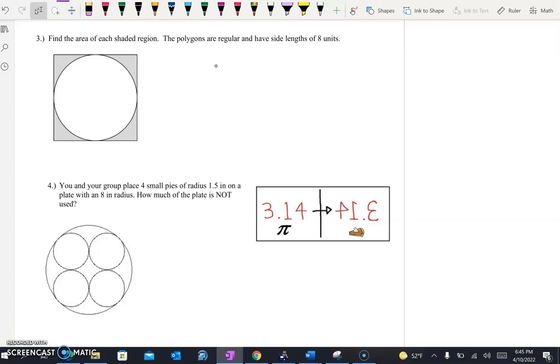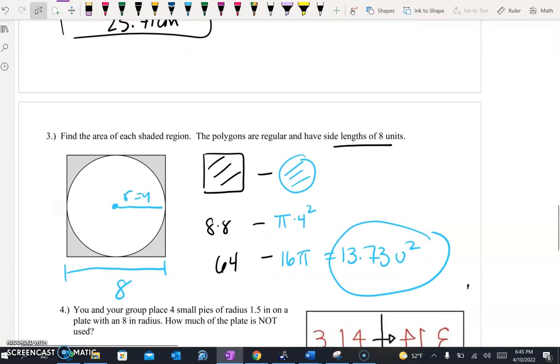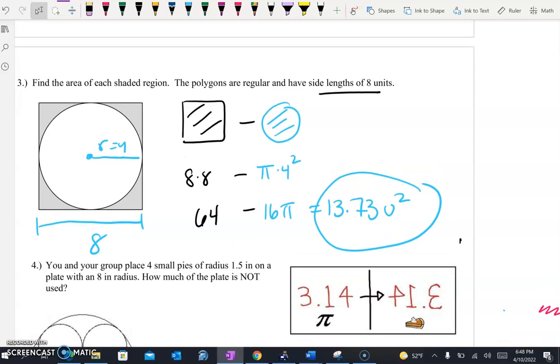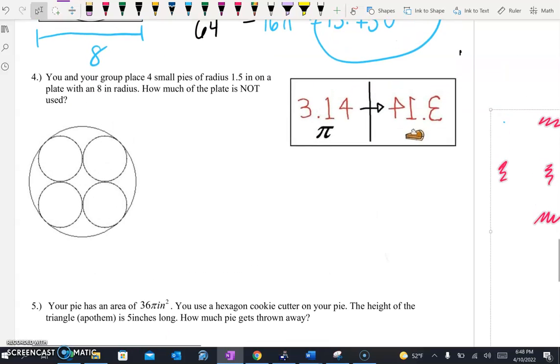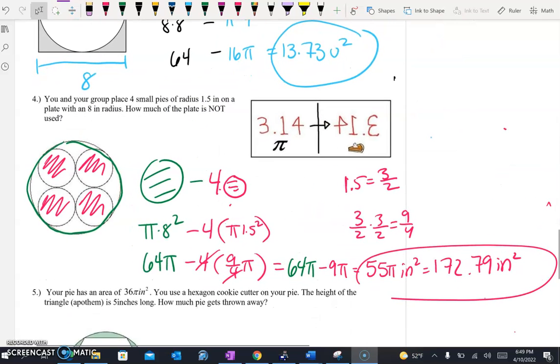Okay, so go ahead and pause the video and try out number 3. Okay, here is the worked out solution for number 3. Go ahead and double check. And then we're going to also move on to number 4, which is also a shaded area problem. Pause and work it out on your own. Unpause to double check. Okay, so here's the worked out solution.